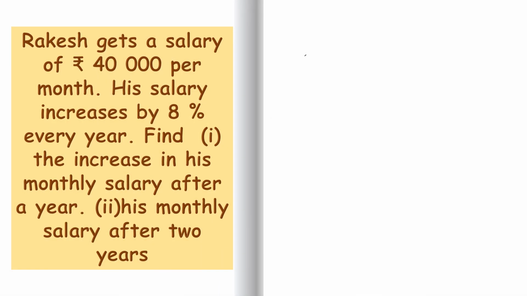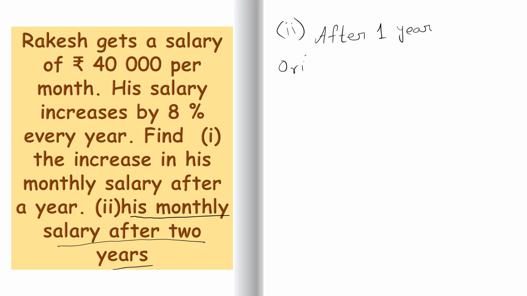Now we have to do the second part. That is, we have to find out his monthly salary after 2 years. So this is the part 2. We'll find out his monthly salary after 2 years. But before talking about after 2 years, let's find out what happened after 1 year. Okay. So we'll start from the first year. You remembered what was his initial salary? What was his original salary? Original salary was rupees 40,000, that is given in the question.